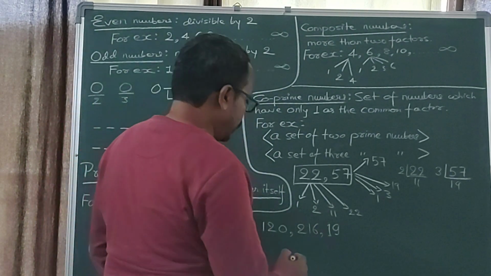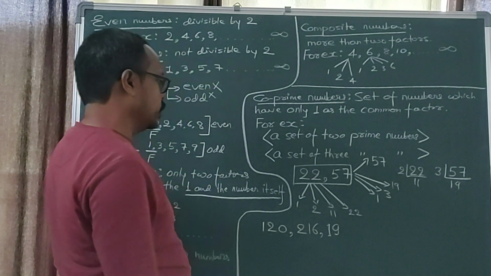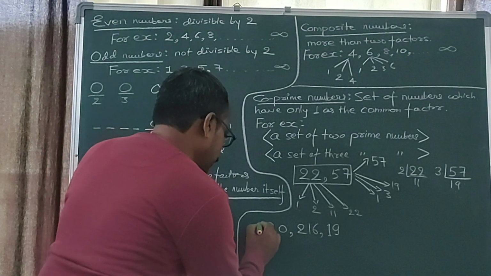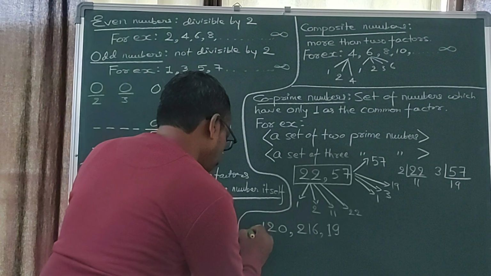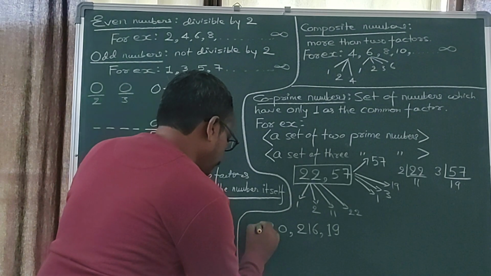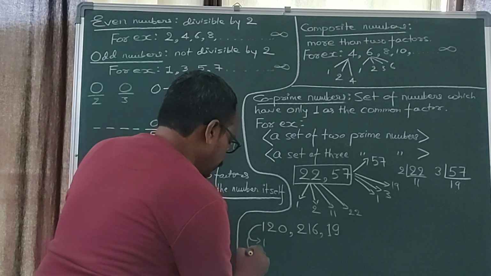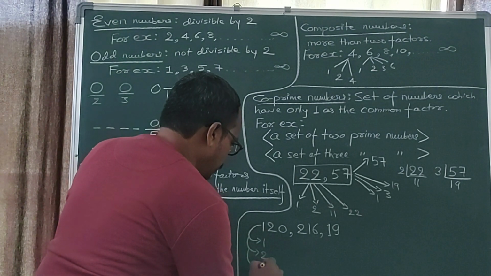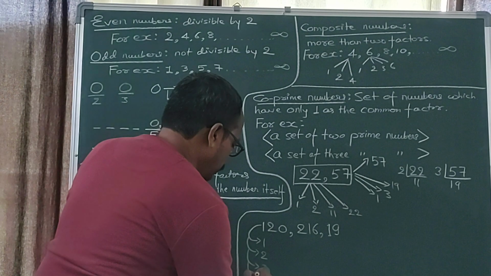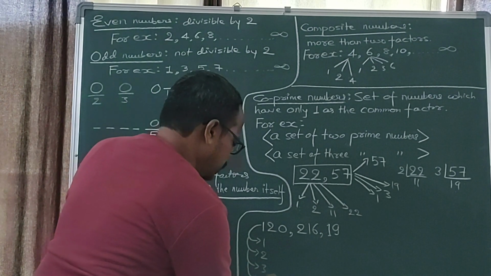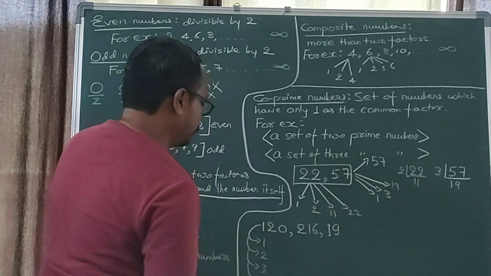So if you go and write, 120 has more than 2 factors. What are the factors of 122? I will say it is 1, it is 2, it is 3, it is 4, right? Several others, and the number itself, right?